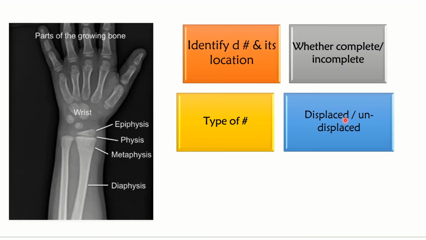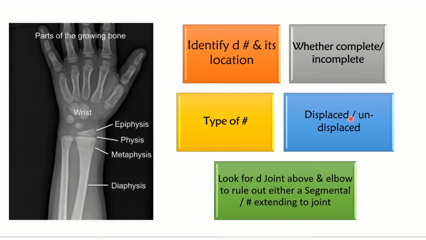Then you also have to describe whether the fracture is displaced or undisplaced. And also one has to look for the joint above and below to rule out either a segmental fracture or a fracture extending into the joint. So this is not an elbow, this is below. This will be below.